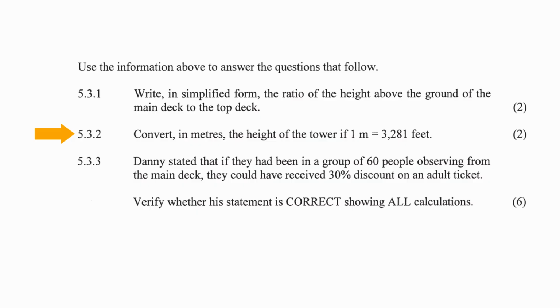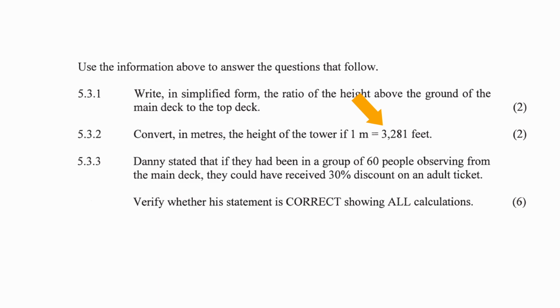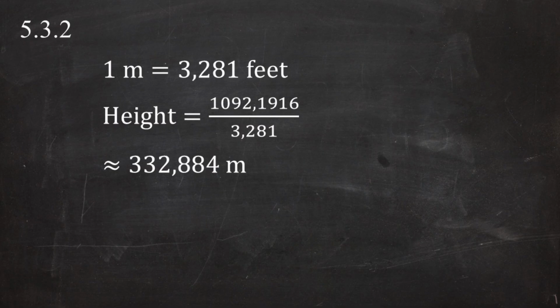In question 5.3.2, you are instructed to convert to meters the height of the tower if 1 meter equals 3.281 feet. The height of 1,092.1916 feet equals 1,092.1916 divided by 3.281 feet per meter, and this equals 332.884 meters.